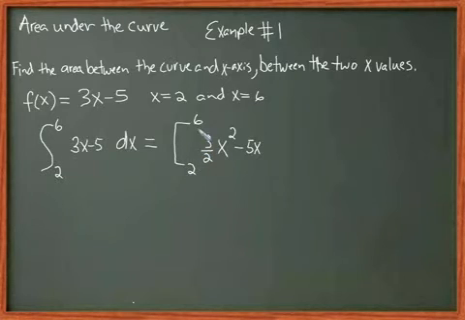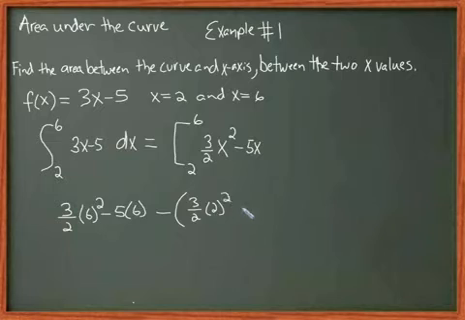Now we have to write them separating the two limits. So the upper limit needs to be written first. That's going to be 3 over 2 times parentheses 6 squared minus 5 times 6. And then we subtract the other area, which comes from the lower limit. And that's going to be 3 over 2 times parentheses 2 squared minus 5 times 2. Okay? Doing the math here, we're going to have to subtract that section.